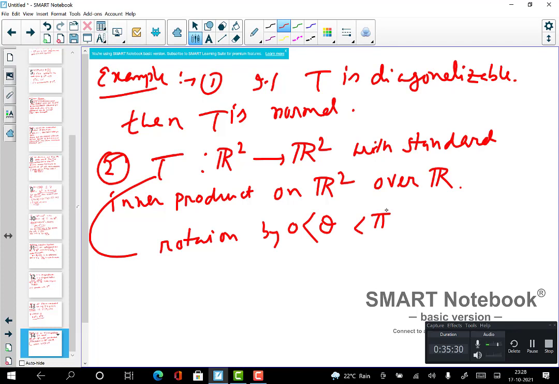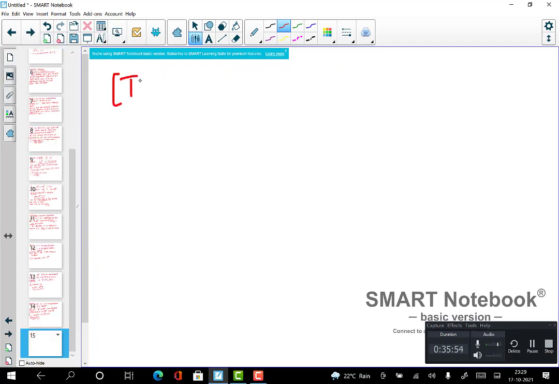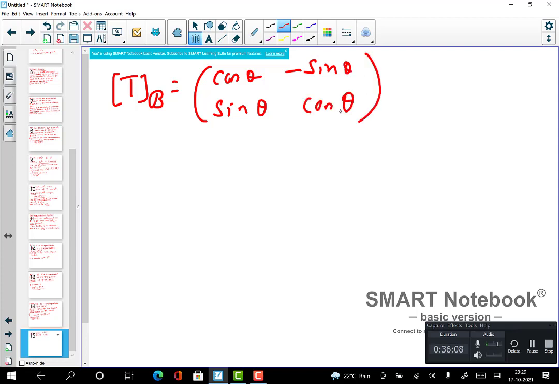Then what will be the matrix representation with respect to the basis, the standard inner product? Let B be 1 0, 0 1, the standard basis, whatever order. With respect to this basis, T_B will be cosine theta, sine theta, minus sine theta, cosine theta.